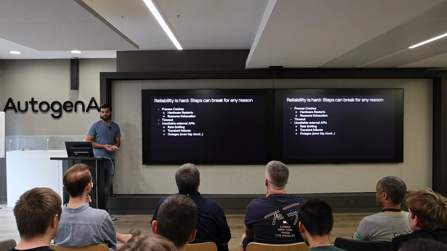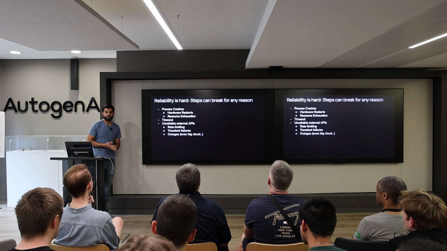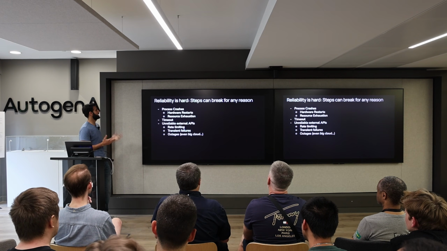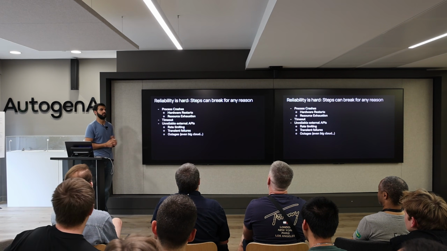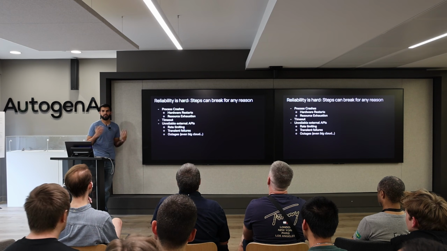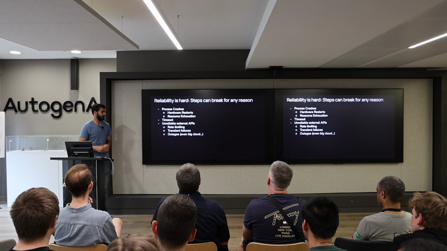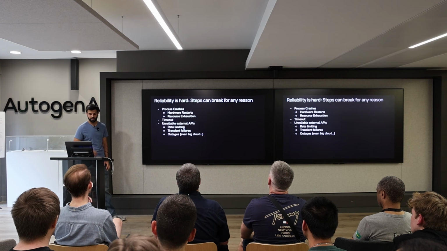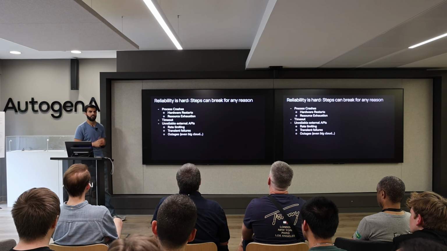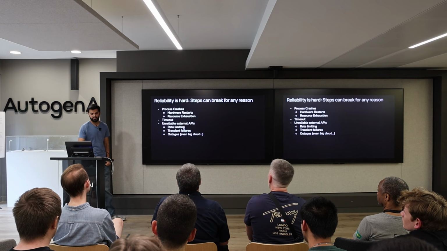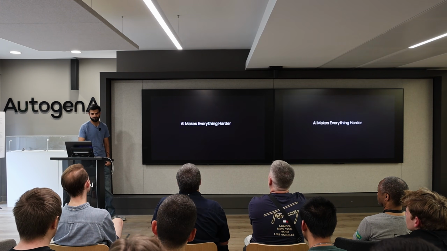So yeah, reliability is hard. Steps can break for any reason. Resource exhaustion, timeouts, unreliable external APIs that don't provide idempotency, and then you have to build your own idempotent infrastructure if you don't want to double call it. And outages, right? Even for big clouds like AWS, Google, sometimes they have not that reliable APIs.